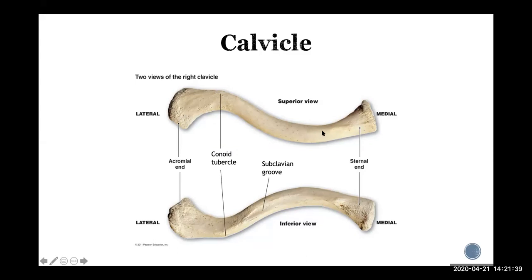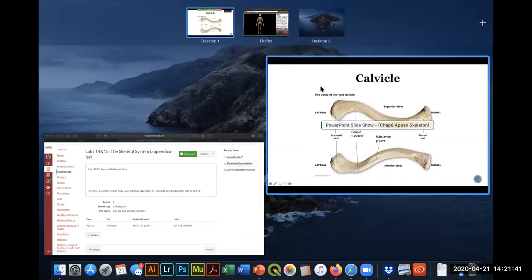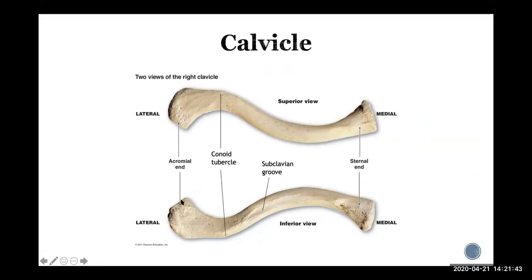So the acromial end is the lateral end. So it's the rounded end over here, the acromial end. And the medial end is called the sternal end because it interacts with your sternum, okay? And then the only other thing is the conoid tubercle, which is this bump here towards the acromial end.